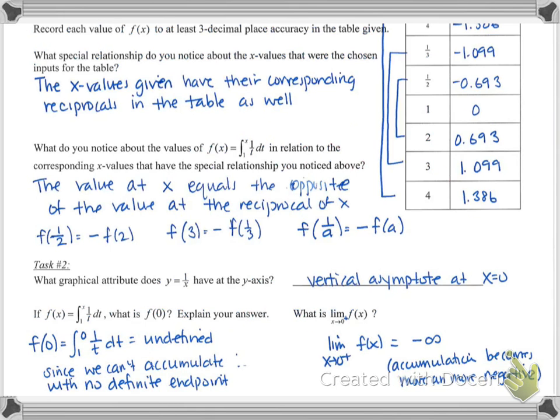And so we can start to see that we can build this relationship: when I plugged in positive 1/2, I get the opposite of when I plugged in positive 2. When I plugged in positive 3, I get the opposite of when I plugged in positive 1/3. And the same thing for any value: when I plug in 1 over a, I get the opposite of when I plug in positive a. So that's the first little feature that we're seeing from that first task.